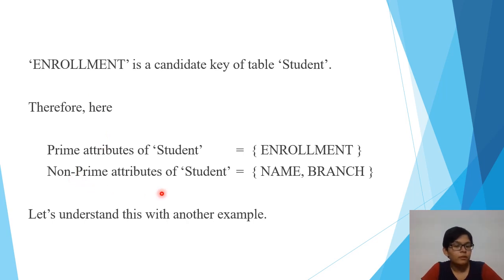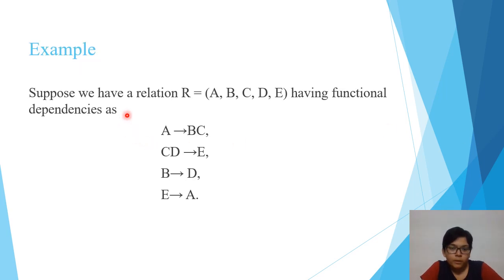So, let us consider another example to understand this. Suppose we have a relation R having these five attributes A, B, C, D, and E. And this relation has functional dependencies as these: C, A determines B; C and D together determine E; B determines D; and E determines A.